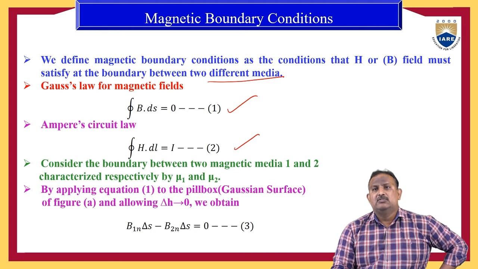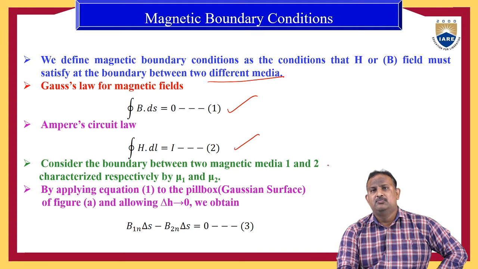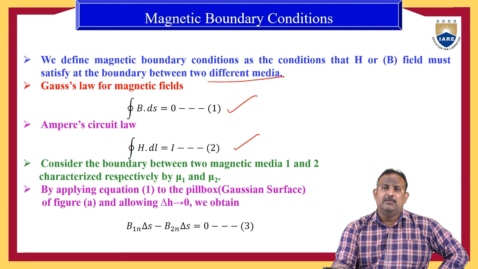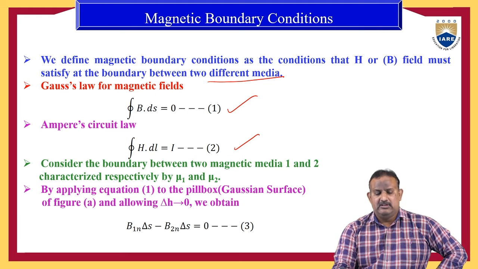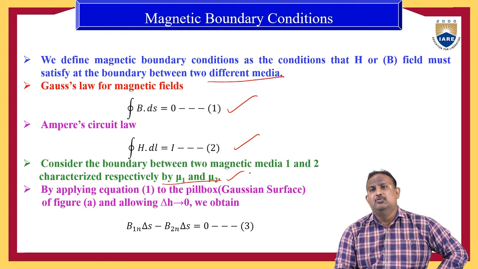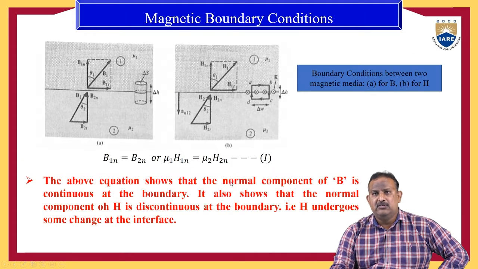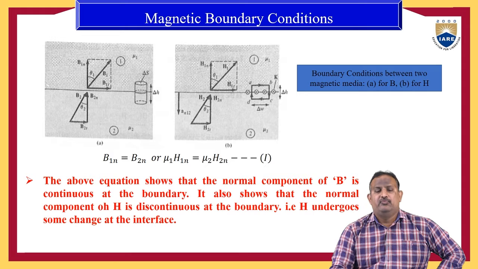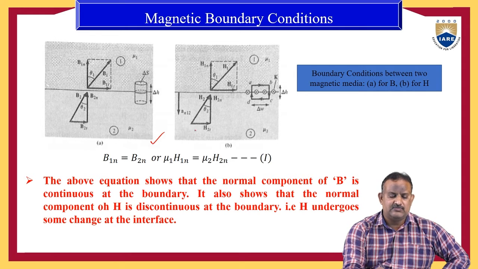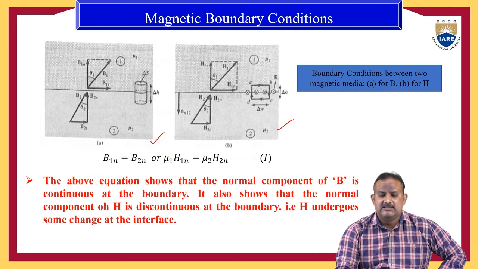Consider the boundary between two magnetic media, media 1 and media 2, each characterized by permeabilities mu1 and mu2. To find the conditions, let us go through two figures. The first figure is used to find the magnetic flux density B, and the second figure is used to find the magnetic field intensity H.